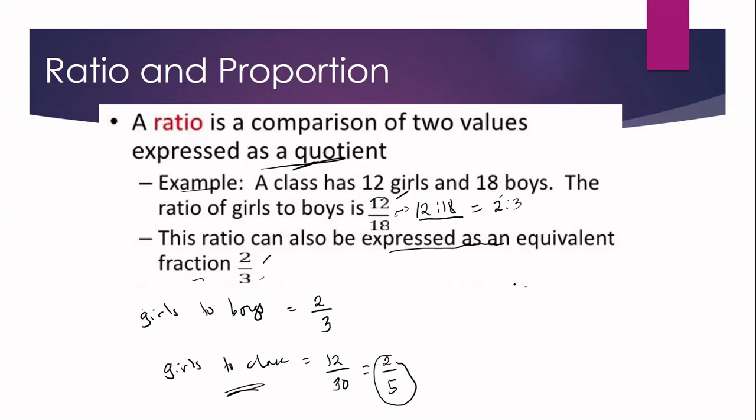And also, for example, you are asked to get the ratio of class to boys. This time, what we are getting is the ratio of class to boys. Again, the class is 30. You are going to start with the class over boys, which is 18. So that is 30 over 18, which can be expressed in the lowest term as an equivalent fraction. It is divisible again by 6. So 30 divided by 6 is 5, and 18 divided by 6 is 3. So the ratio of class to boys this time is 5 is to 3. That is what we mean by ratio.